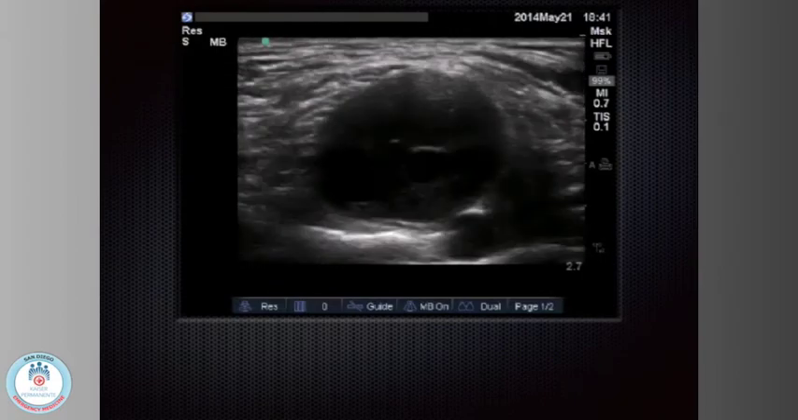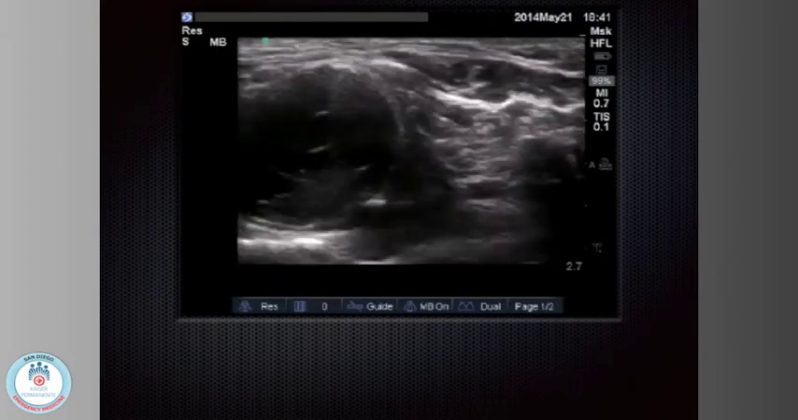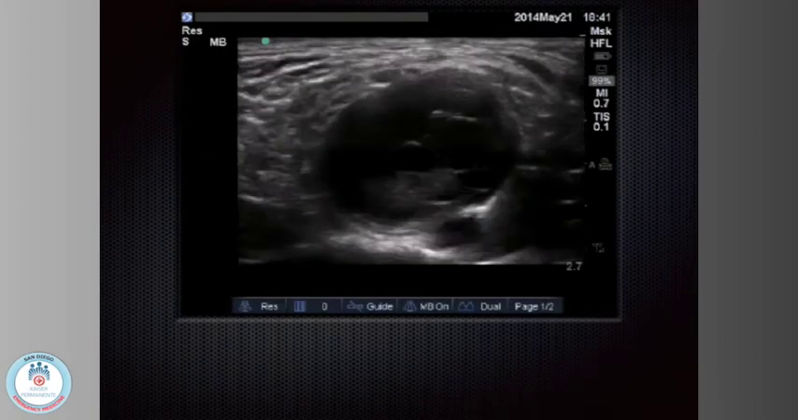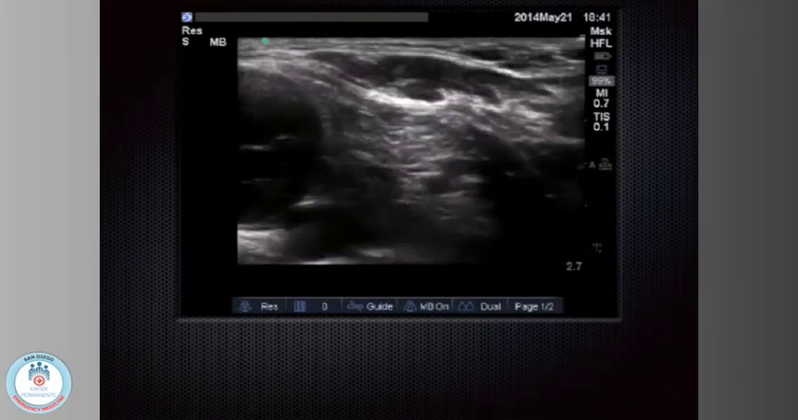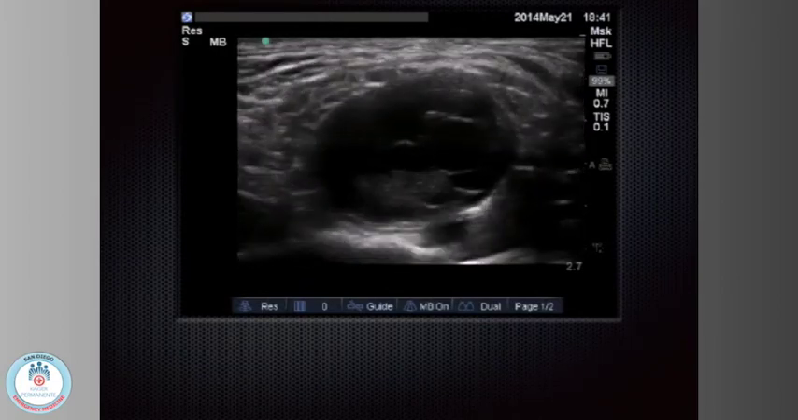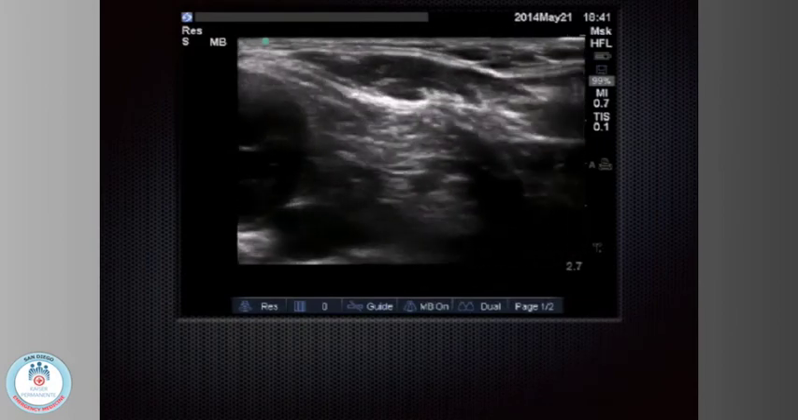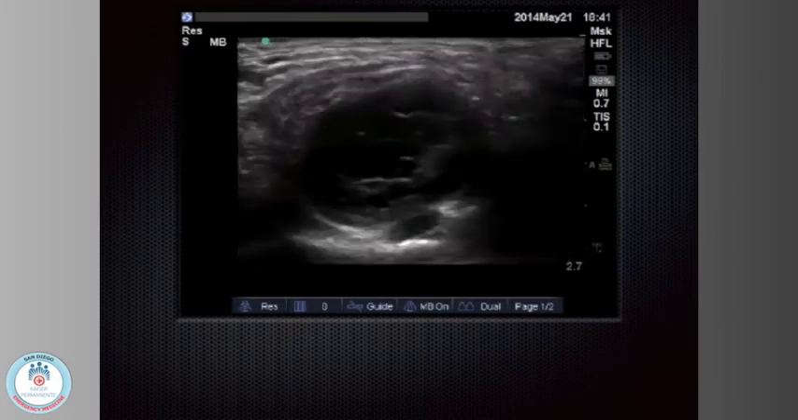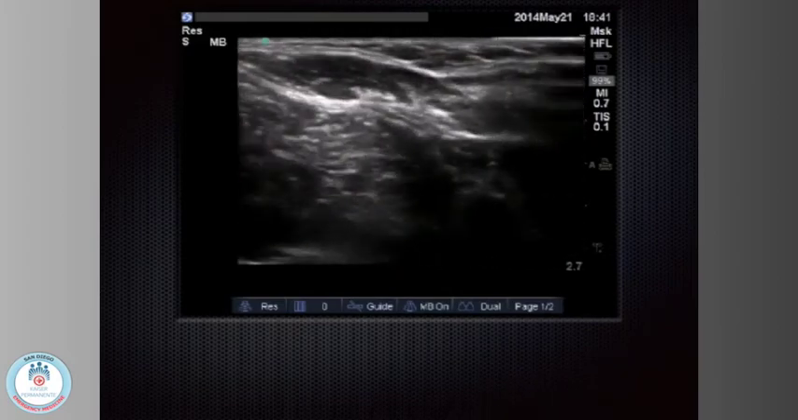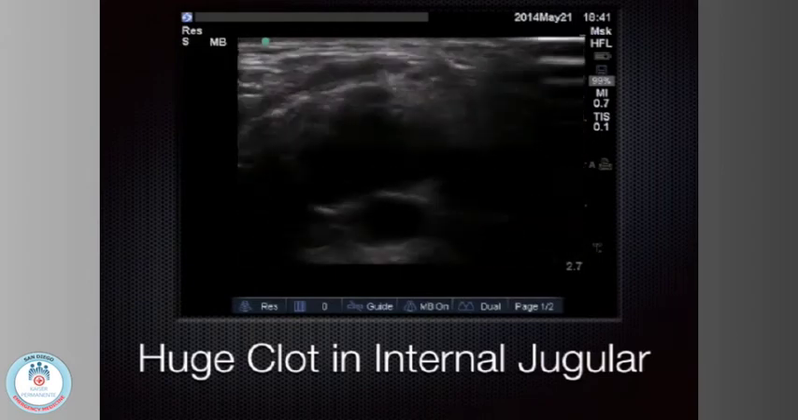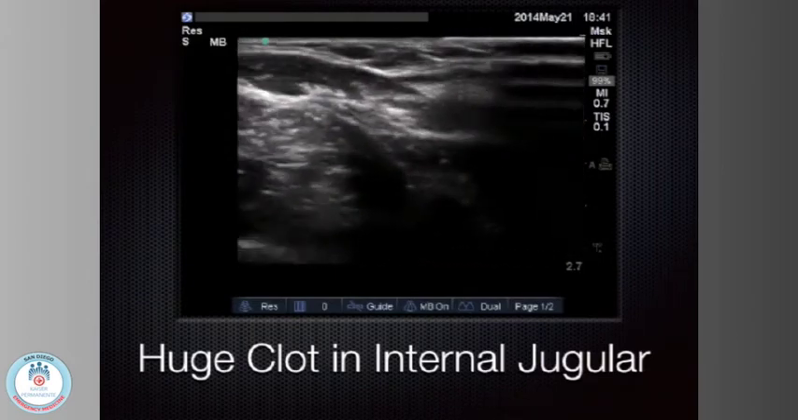How about this? I can't remember what we're looking at here right now. Looks like it's in the neck. Where is this? Oh yeah. I'm not sure what this is. I think it's a big clot in the IJ, but I'm not positive. What does it say? What is it? Oh yeah, it is. Yeah, it's a big clot in the IJ.